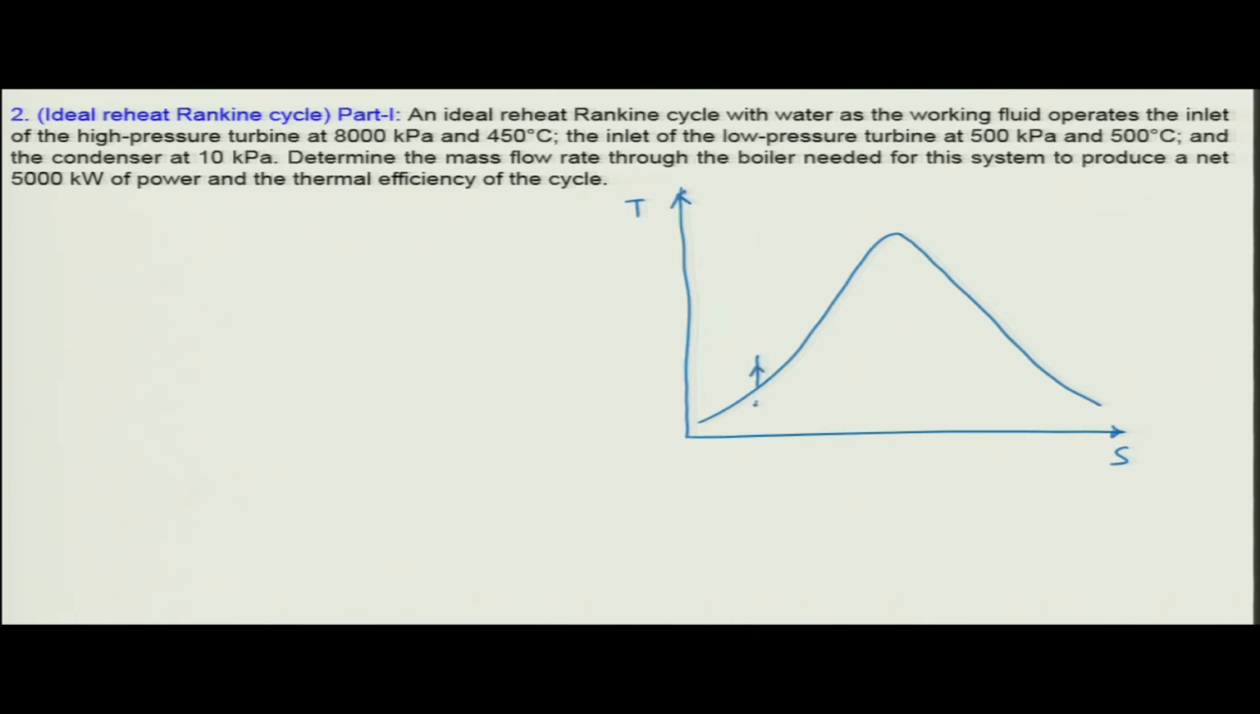So, 1 to 2 is the pump, 2 to 3 is the heat addition in the boiler, then 3 to 4 is the expansion in the first turbine. Let me draw up to this within the vapor dome. I am not sure whether it will be inside the vapor dome or outside in the superheated region, but just for the sake of illustration I am drawing 3 to 4 as the expansion in the first turbine, then 4 to 5 is again heat addition in the boiler, then you expand it to point 6.